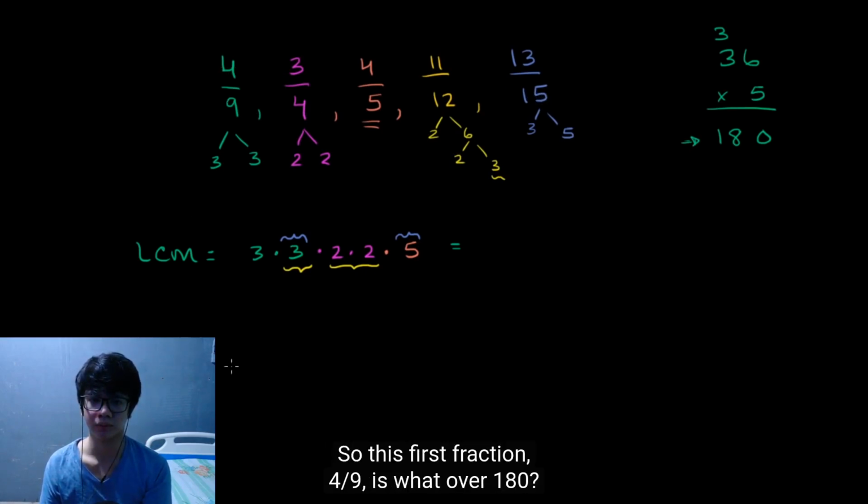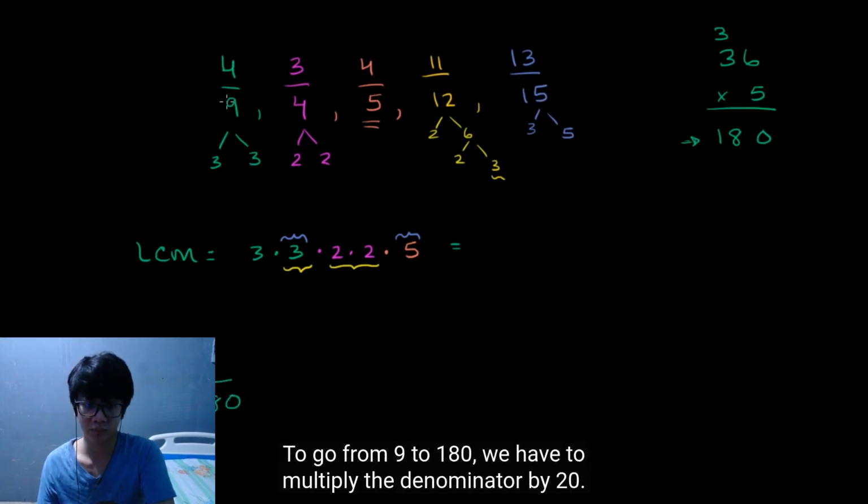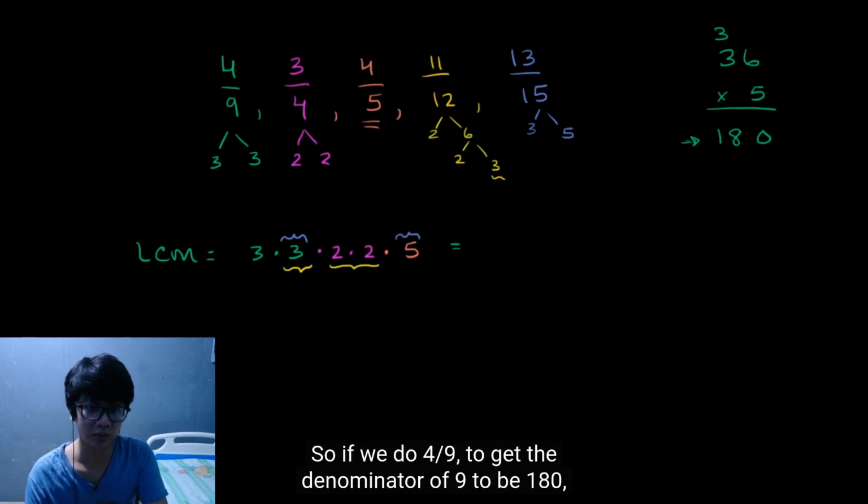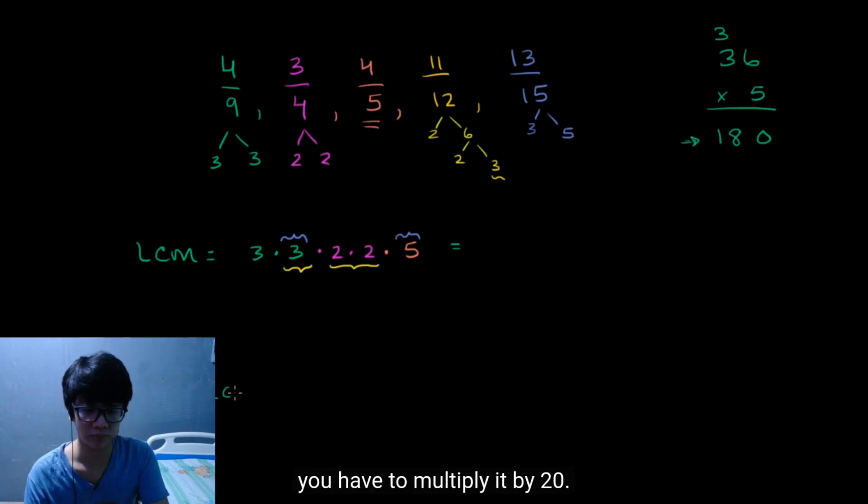So this first fraction, 4/9, is what over 180? To go from 9 to 180, we had to multiply the denominator by 20. So let me do it this way. So if we do 4 over 9, to get the denominator of 9 to be 180, you have to multiply it by 20.